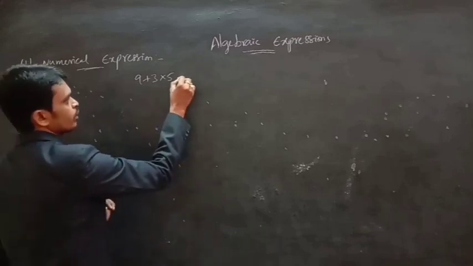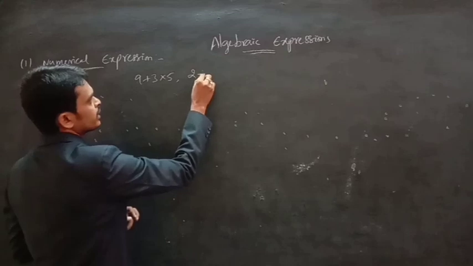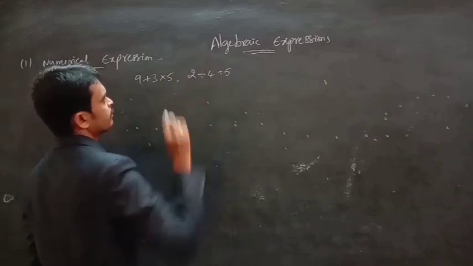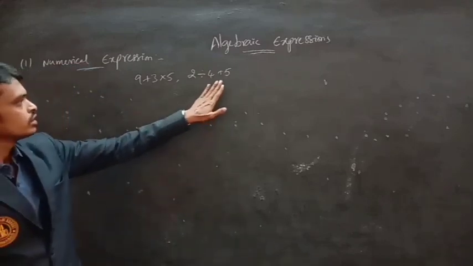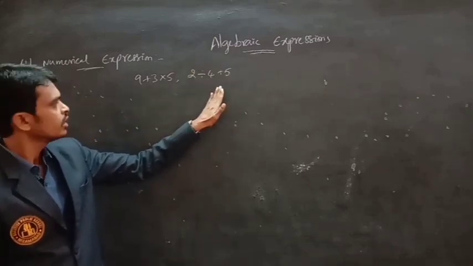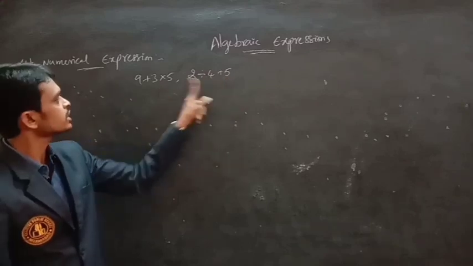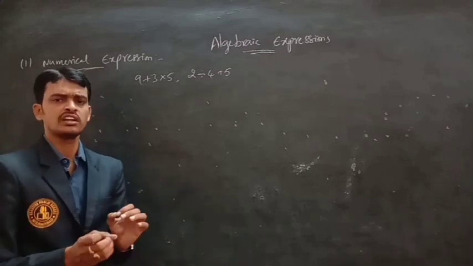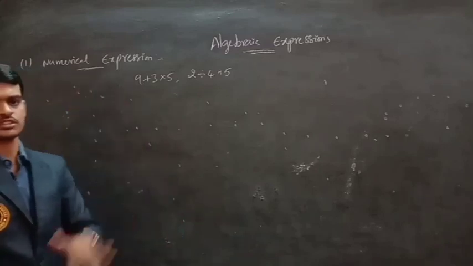One more example: 2 divided by 4 plus 5. This is an expression. Each and every term is a constant. Such expressions are called numerical expressions. Nothing but, in an expression every term is a number, then it is called a numerical expression.